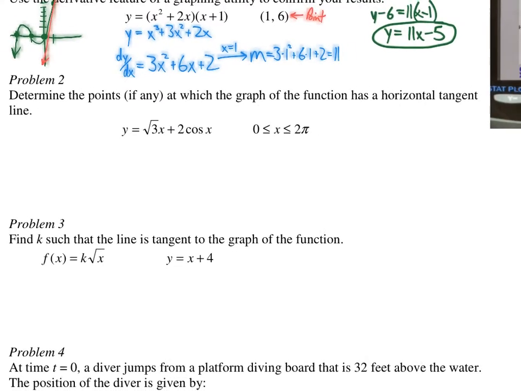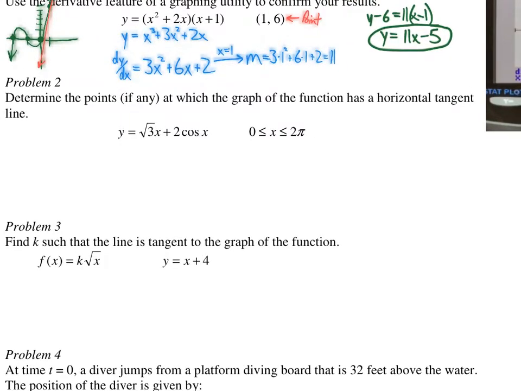Okay, so problem number 2. We got a little bit of trig. Problem number 2 says, determine the points, if any, at which the graph of the function has a horizontal tangent line. Now, this is something we'll be using a decent amount, but if I have a horizontal tangent line, what does that tell me? The derivative equals 0, because a horizontal line has a slope which equals 0. So my dy dx at that point is going to equal 0.